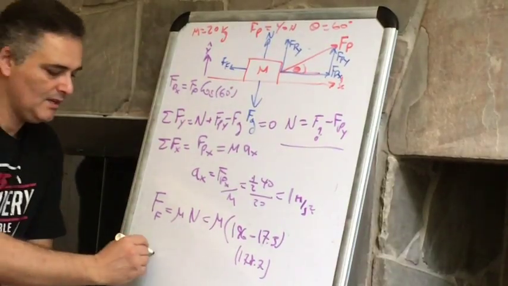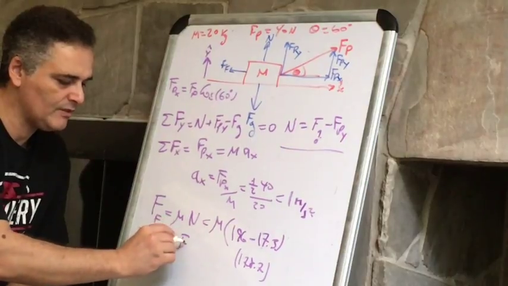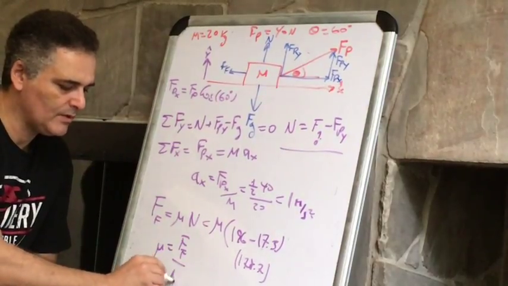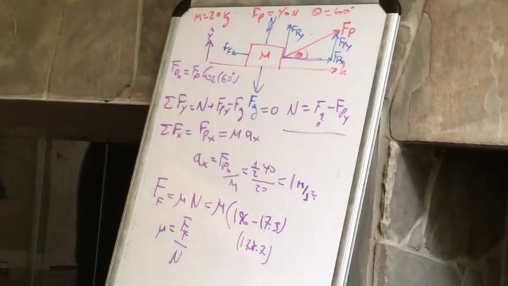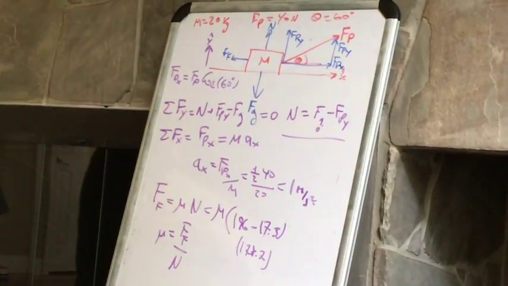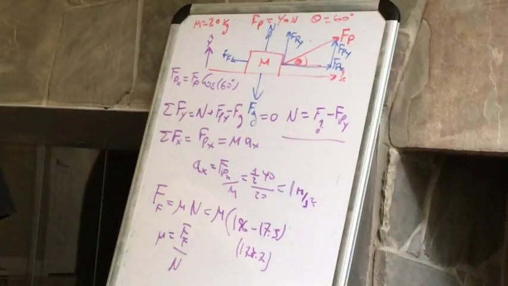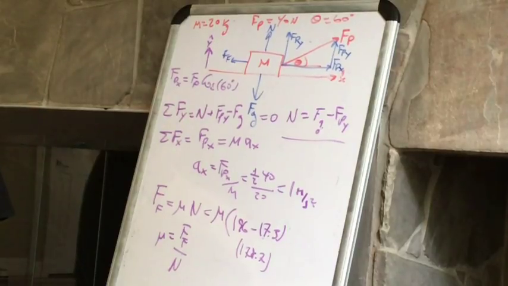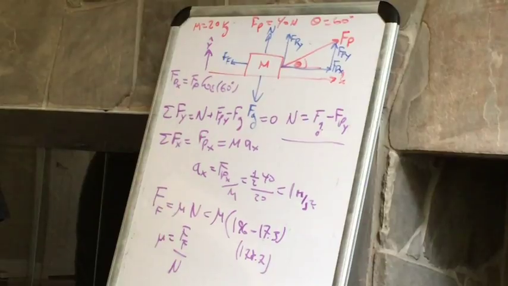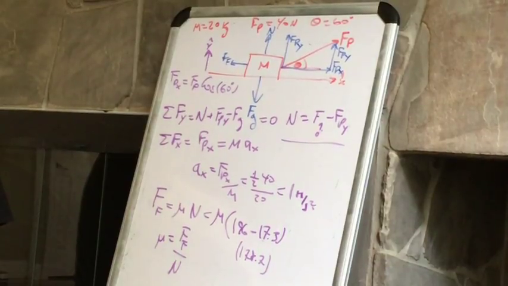The coefficient of friction is going to be the frictional force divided by the normal force. And it's going to be a small number. It's like 4 newtons divided by 178. Pretty small, usually 0.05, 0.04 kind of thing. And it has no units, by the way. The coefficient of friction.